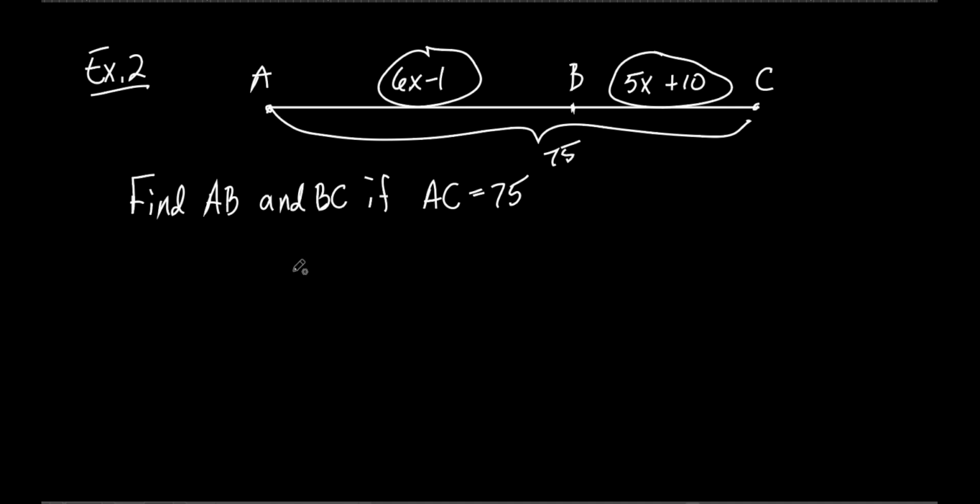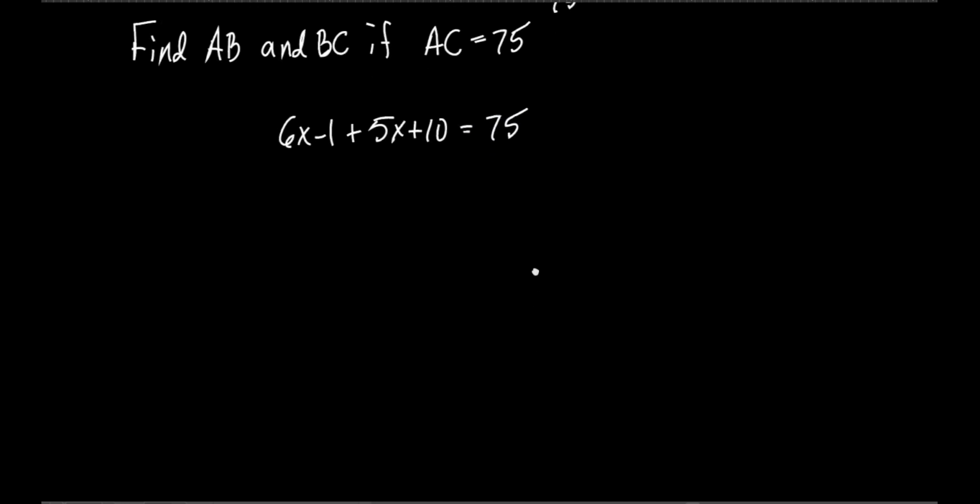So how do we write this down? 6x minus 1. I got to go kind of quick because the bell's about to ring. So 6x minus 1 plus what? 5x plus 10, right? So that's the one segment. That's the other segment. If you add them up, what do you get? 75. Now, I'm going to do this kind of quick. Again, like I said, because of the time right now, I've got like 3 minutes left.